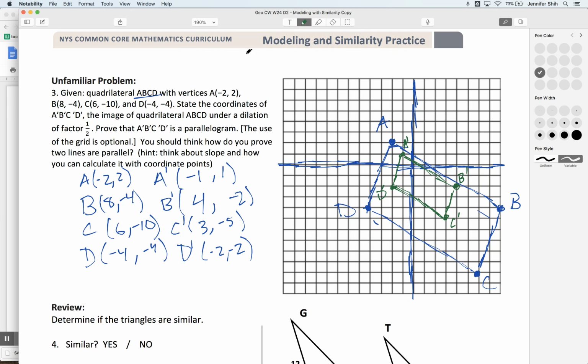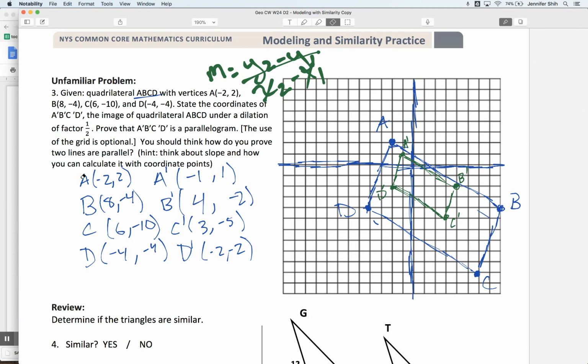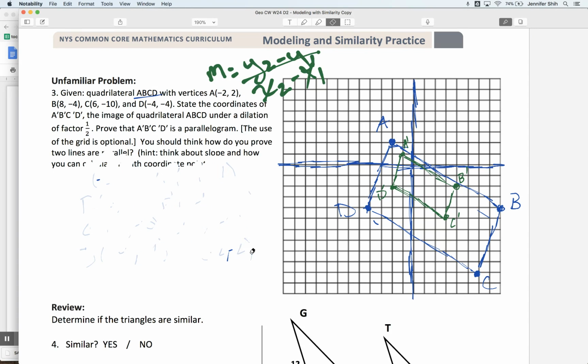To prove it's a parallelogram, one of the things you need to do is prove slope: y2 minus y1 over x2 minus x1. That's right, Algebra 1 coming back. You do this between all four points, eight times. Between A and B, and D and C, if those are parallel lines, then they're parallel. Then you repeat with the other side, A and D and B and C. And if that's parallel, then the blue quadrilateral is a parallelogram.